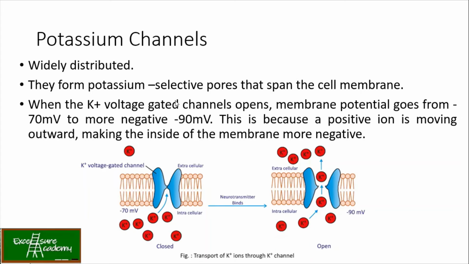So now let's talk about the potassium channel. This is also very similar to your sodium channel. Of course it is widely distributed. They form the potassium selective pores that span the cell membrane. Now when the K plus voltage gated channel opens, membrane potential goes from -70 to -90 millivolt. This is because the positive ion is moving outward, making the inside of the membrane more negative.